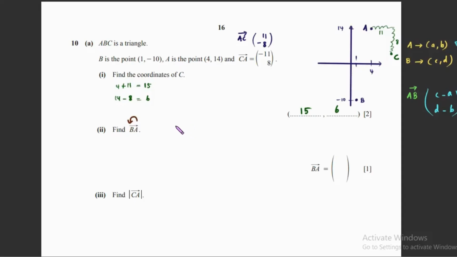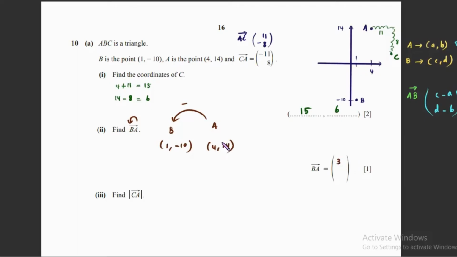Now here, the coordinates that we have for point B is given to us as 1 and negative 10. And A is given to us as 4 and 14. So from A, I need to deduct B. So B to A means from A, I deduct B. A to B means from B, I deduct A. So now when we consider the x values, I have 4 here. So from 4, when I deduct this 1, I get a 3.